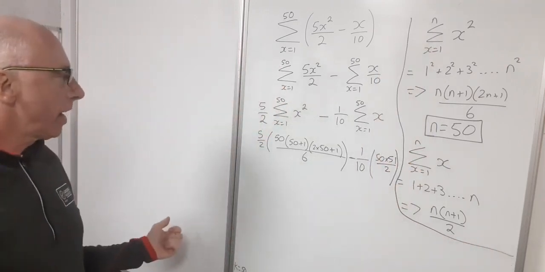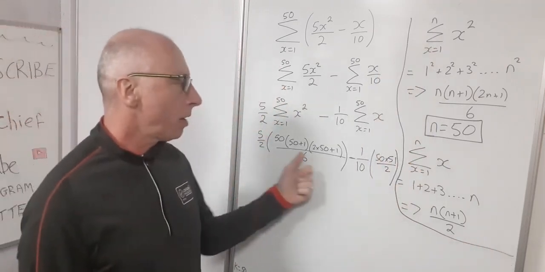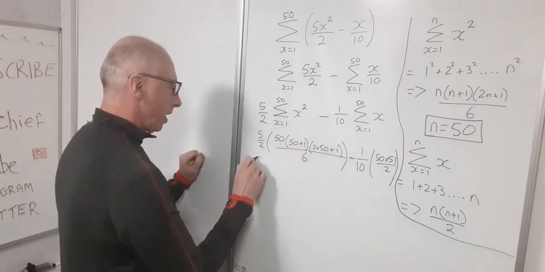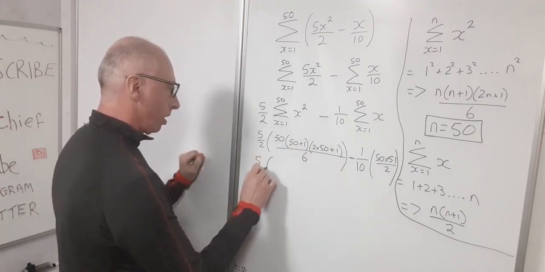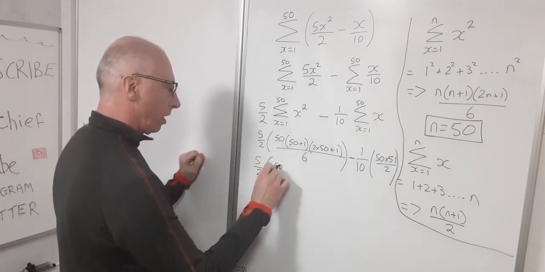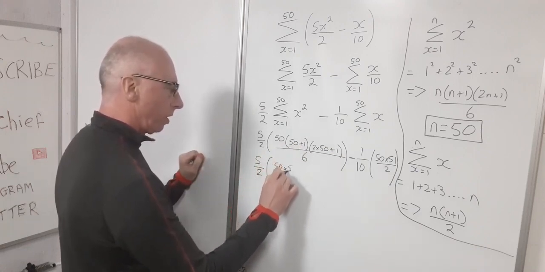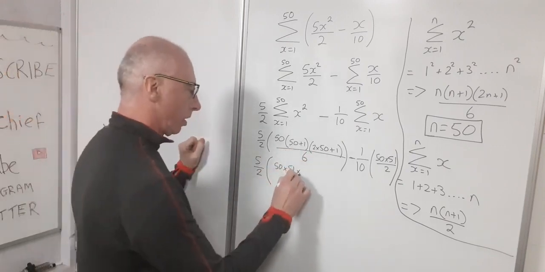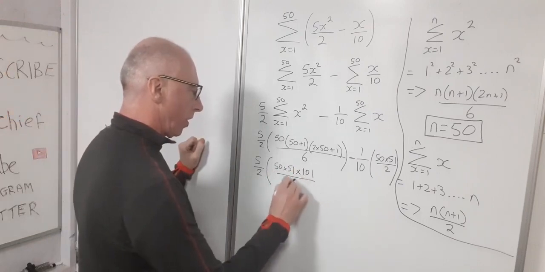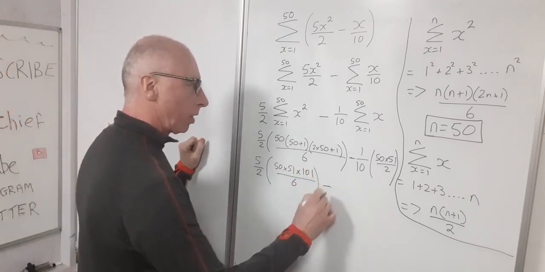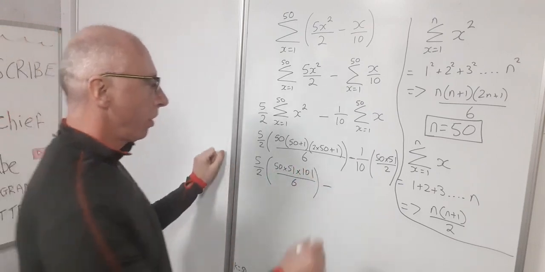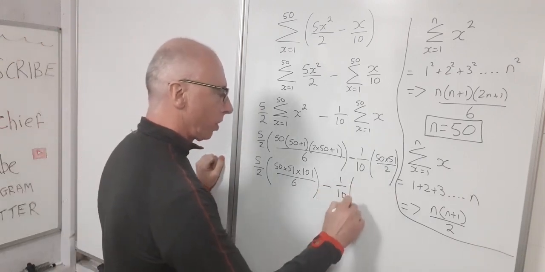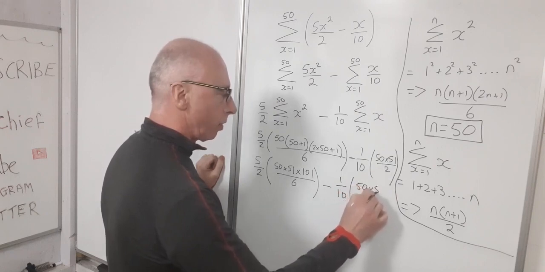Okay, now let's do another line where we evaluate all our values inside the brackets. So now we've got 5 over 2 with 50 times 51. And here we've got 2 times 50 plus 1, which is 101. And that's all divided by 6. And then we're going to subtract 1 over 10, and then 50 times 51 over 2. So that's as we'd written it before.